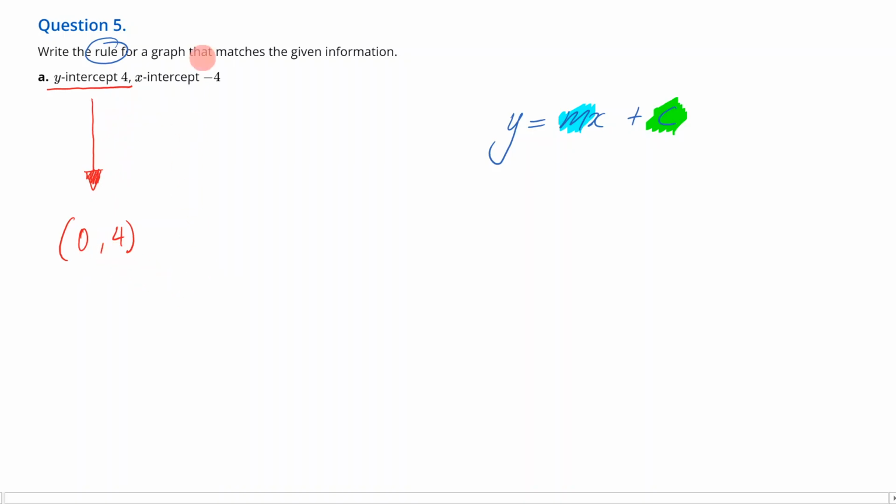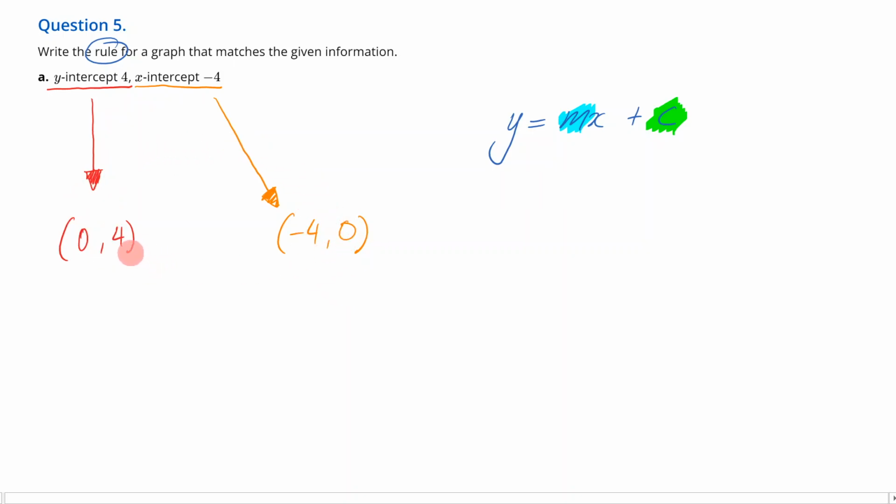And so too, when we now look at our x-intercept of -4, let's just write this over here, they've given me coordinates here as well. They've told me that when your x is equal to -4, your y is equal to 0, because I know that my x-intercept occurs when the y is equal to 0.